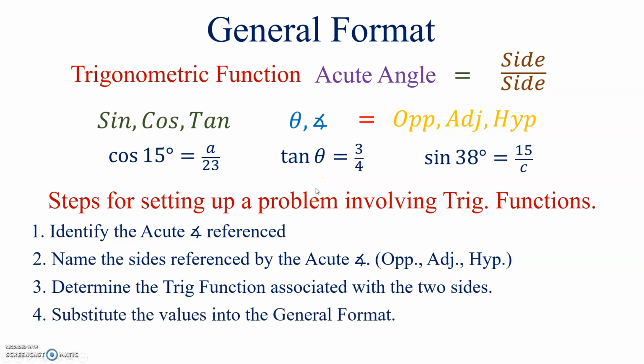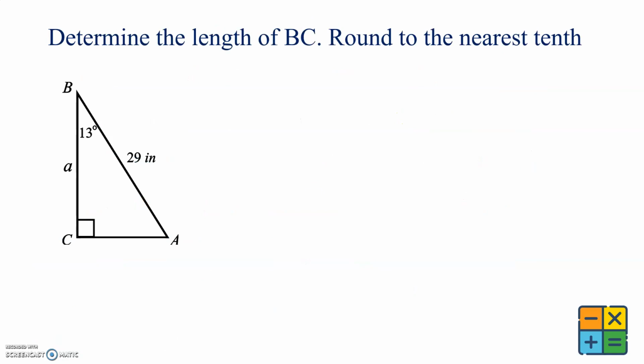Step 4 will now begin to substitute everything we found in the previous steps into the general format, which is the trigonometric function followed by acute angle, equal sign, and the ratio of two sides. Last step is to actually solve for the unknown. So let's try a few examples.